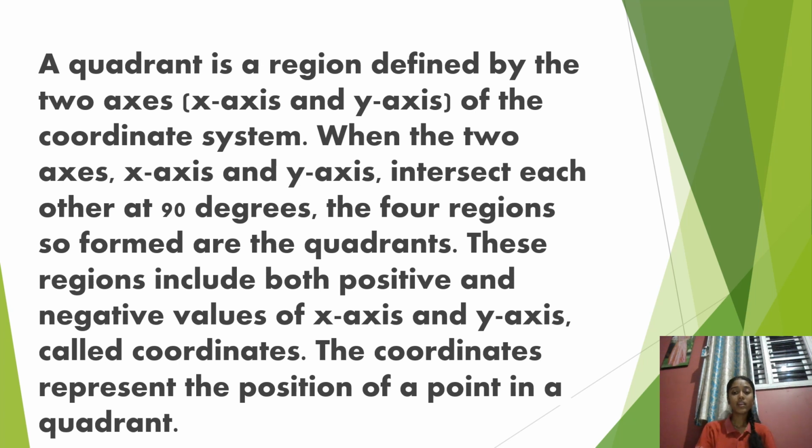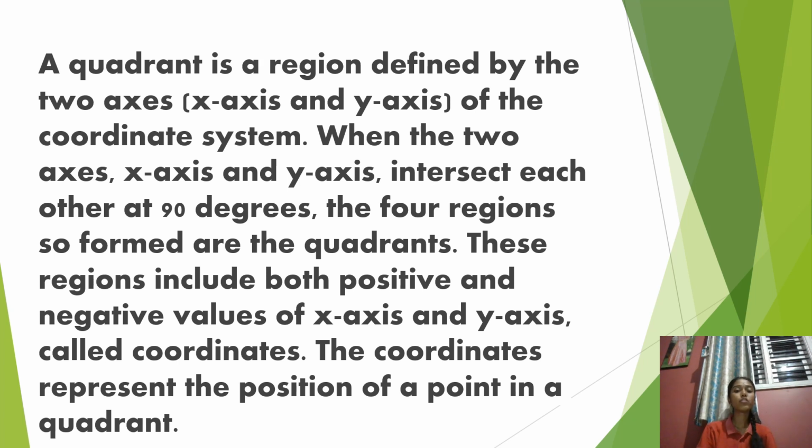Quadrants play a very important role in engineering drawing when you are drawing manually. So let us know some basic information about the quadrant. A quadrant is a region defined by the two axes. As we all know, it is the x-axis and y-axis of the coordinate system. When the two axes, x and y-axis, intersect each other at 90 degrees, the four regions so formed are the quadrants.